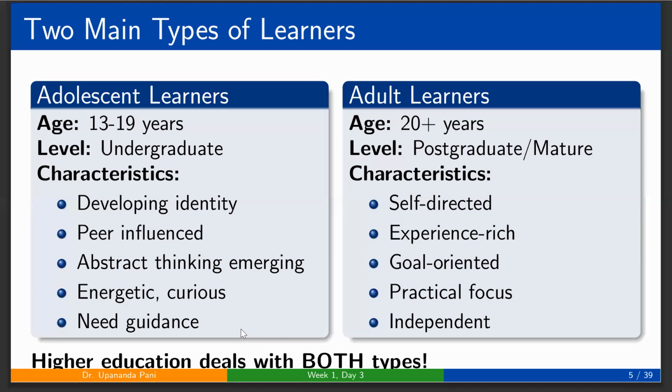So coming to the type of learner, so there are largely two main types of learners. One is adolescent learners, second one is adult learners. So adolescent learners, the age is 13 to 19 years. So basically, largely they are undergraduate students.